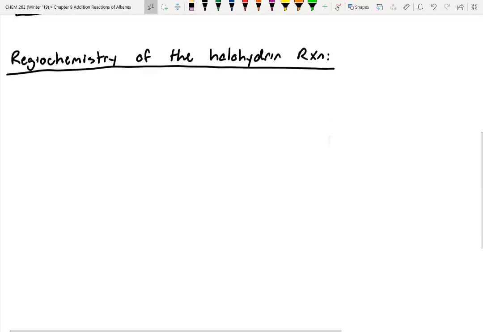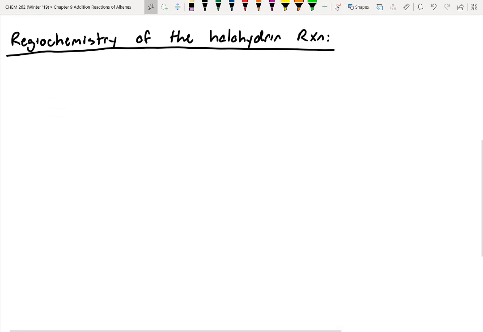All right, so now let's jump into the regiochemistry of the halohydrin reaction. Let's say we've got an alkene where one carbon is more substituted than the other carbon. So right, that carbon on the left has two methyl groups, the carbon on the right's just got two hydrogens. In the first step, everything's going to be exactly the same. We're going to react this with elemental bromine and water.